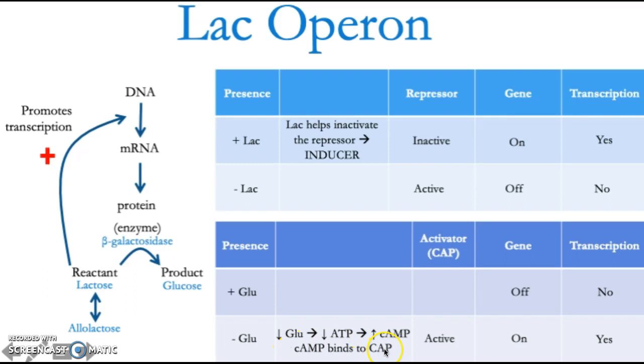Cyclic AMP is going to bind to CAP, and when they're together, when cAMP is with CAP, that is what activates the activator, turning the gene on and allowing transcription to occur so that beta-galactosidase can be made, so that all the lactose that is present in the cell can be broken into glucose and you can make ATP, and then ATP levels rise and all is good with the world. Now, if you already have glucose, no need to go through all that rigmarole, because if you've got high glucose, then you already have high ATP, meaning you're going to have a low amount of cyclic AMP and your CAP is going to be inactive.